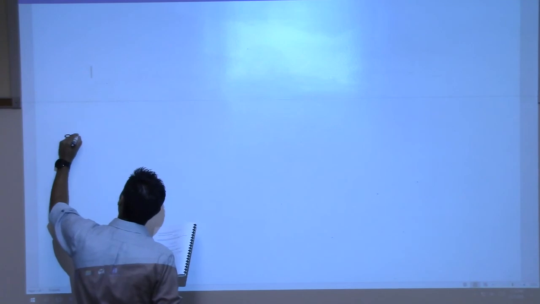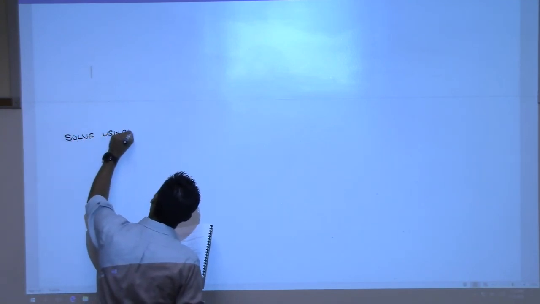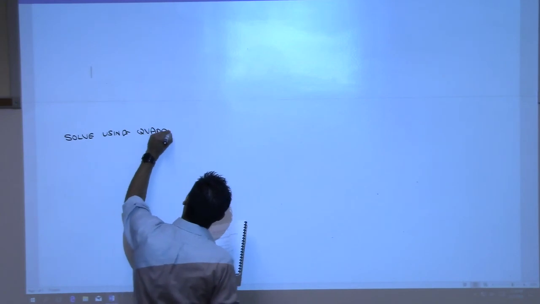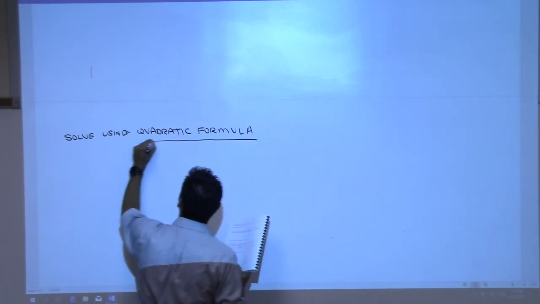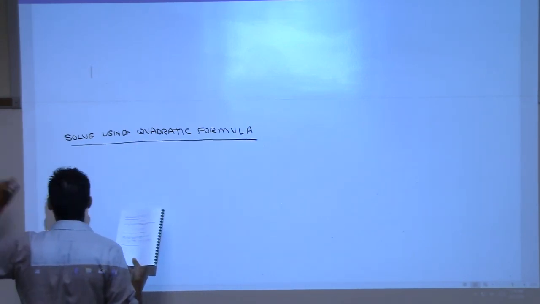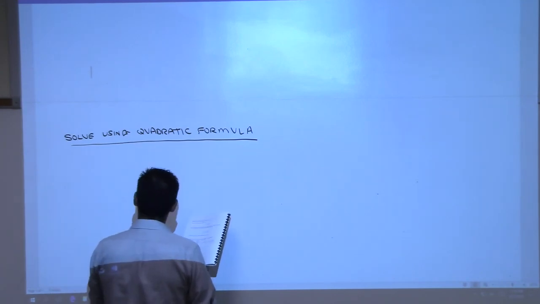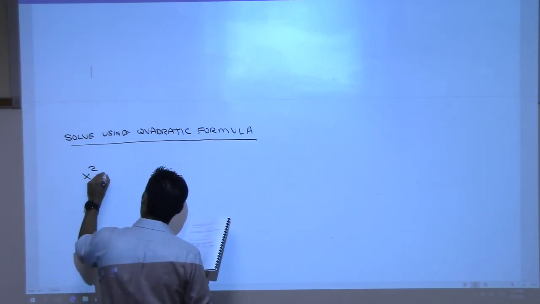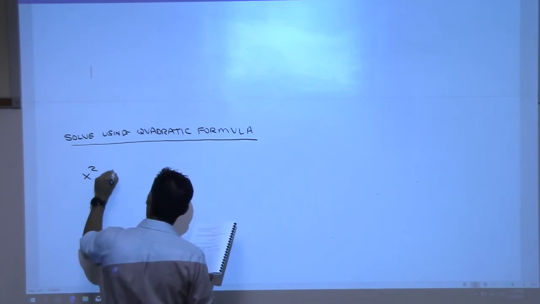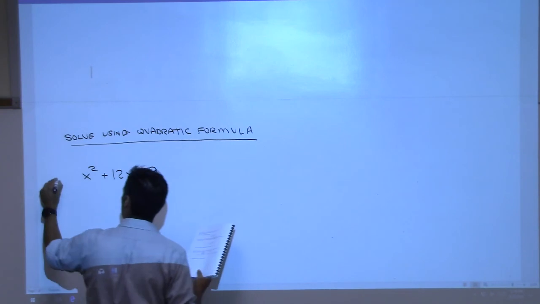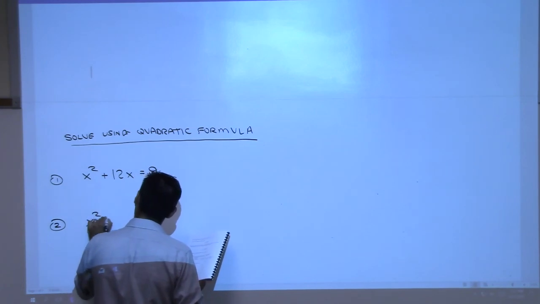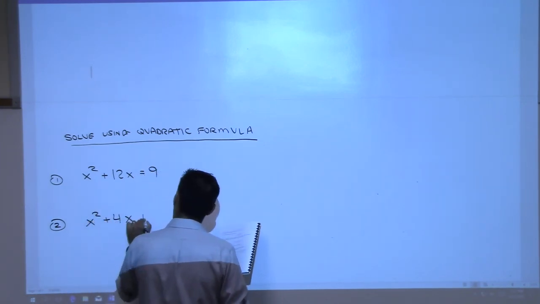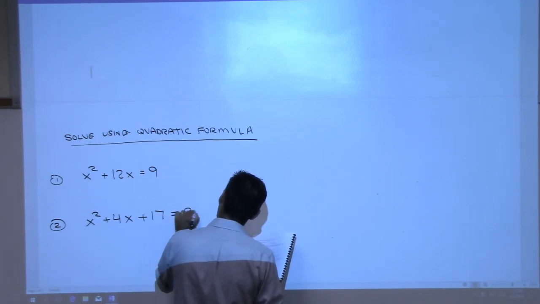It's 12:50. Let me put up a couple of problems for you. I want you to solve these using the quadratic formula that we just derived. Wow, that's amazing. So here it is, up on the board for you if you need it. X squared plus 12x equals 9. That'll be the first one. Second one, let's go with x squared plus 4x plus 17 equals 8 minus 2x.